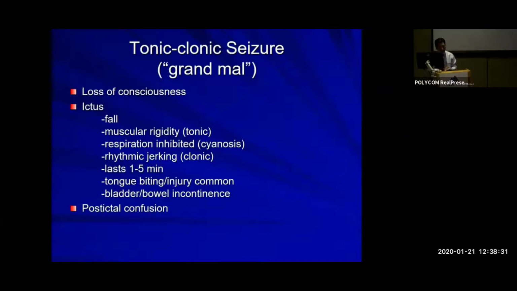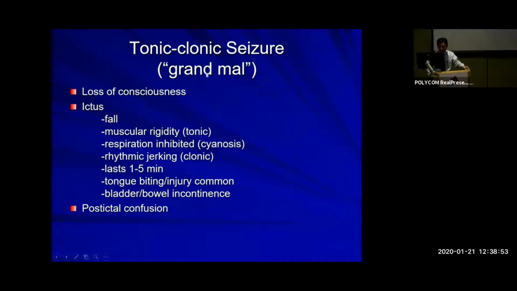GTCs, the so-called grand mal, everybody knows about this. It is called GTC, but there really are two phases. There's the tonic phase, followed by the clonic phase. Okay, so a true GTC really has both phases. During a GTC, the person always loses consciousness. If somebody's having an apparent GTC and they're awake, they're not having a GTC, so big red flag.